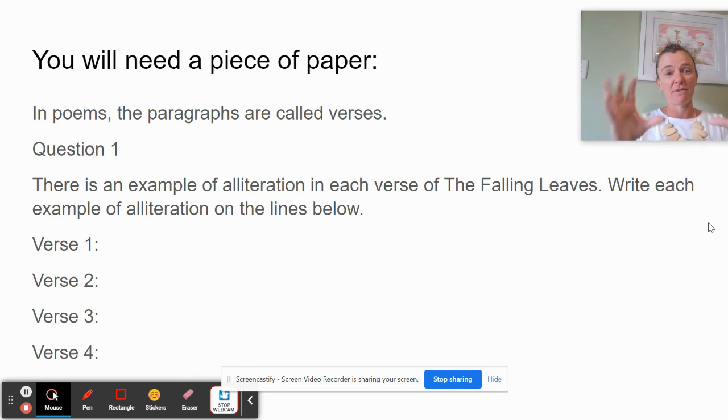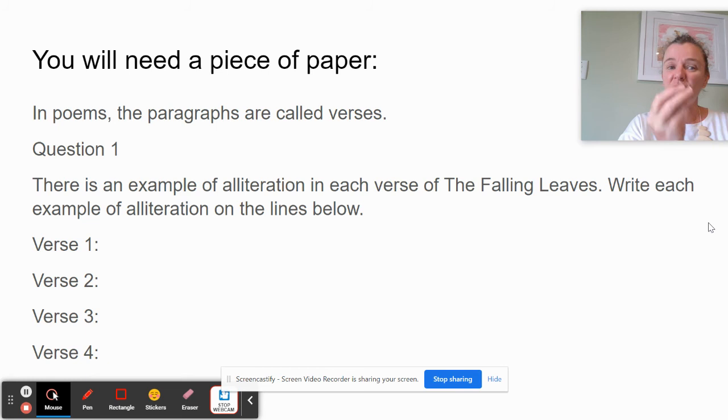Now remember, a paragraph in a poem is called a verse. So it's like the chunk of writing that's together. You need to find the alliteration, so the words that start with the same sound, and then you need to think of another one that would fit in there as well. And obviously, it's going to fit because something is the same about that word as the others that are there.